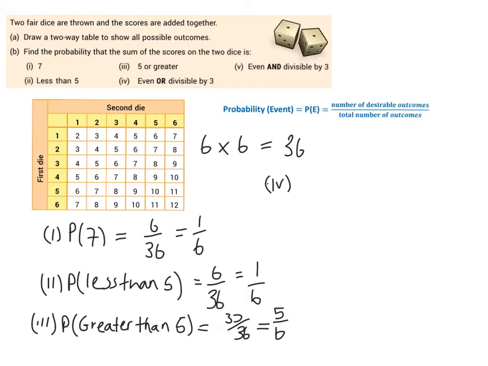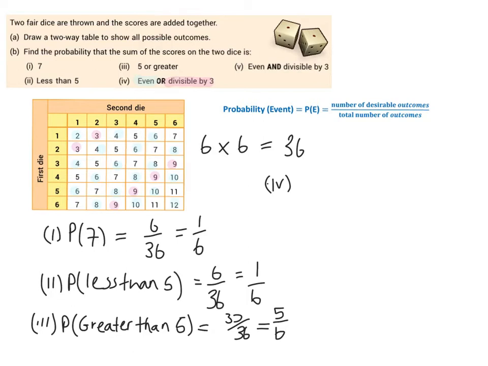Well, we've got 2, 4, 6, 8, 10, and 12. And if we look at all of the ones, they're the even numbers, and then we highlight the ones that are divisible by 3. Well, divisible by 3 is 3. Then we've got 9. And we also have 12.